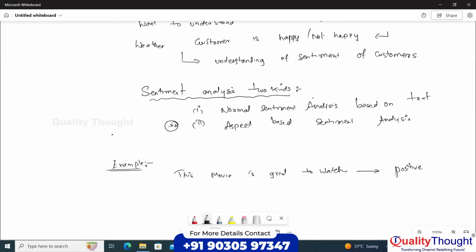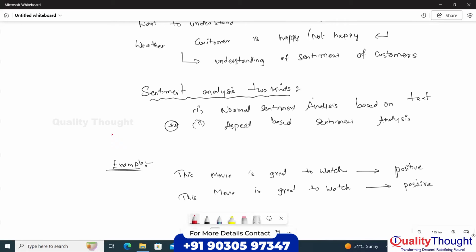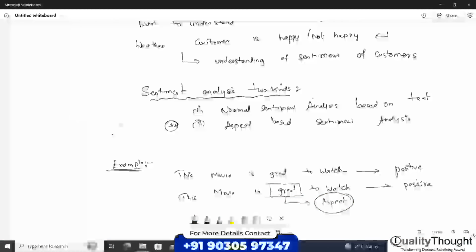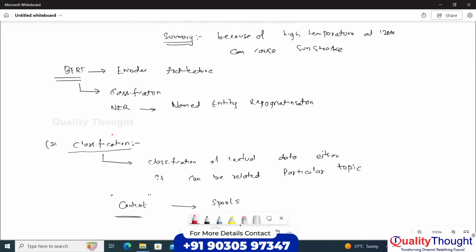Now, aspect-based. Same sentence, and this is again positive. Why do we need the aspect? This is my aspect, and based on that I can make the decision or not. See how many more important words are contributing to this. That is what we call aspect-based sentiment analysis. How many projects have we done today?